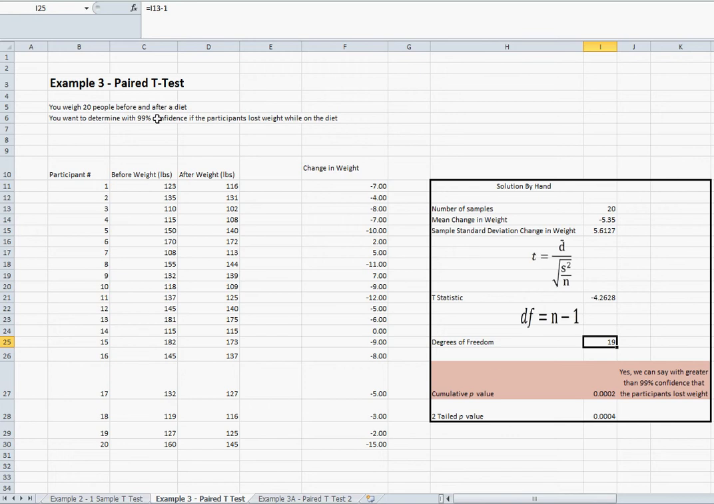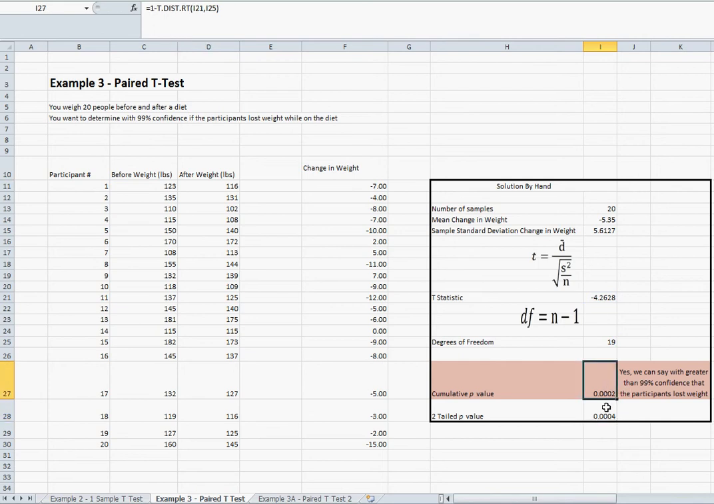Since we want to know if they lost weight and not just if it changed, we only need a one-sided t value or p value, and I'm going to get that with T.DIST.RT, the right tail, and then my x value and my degrees of freedom, so my statistic and my degrees of freedom. Since this is a cumulative value, I'll subtract it from 1 to get the probability.